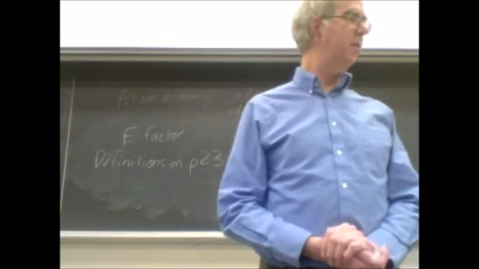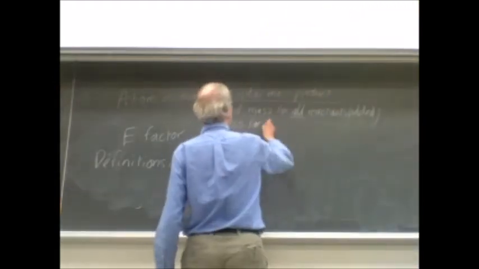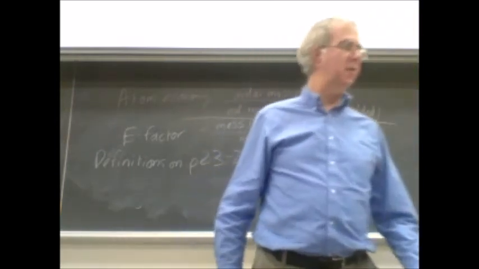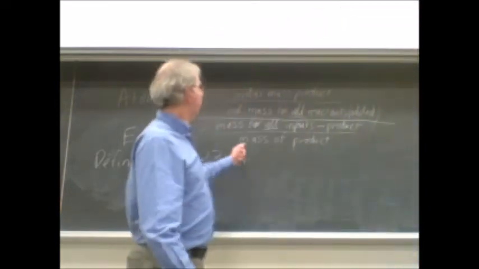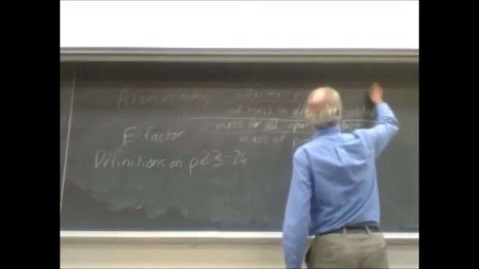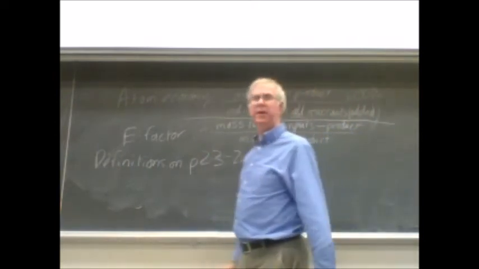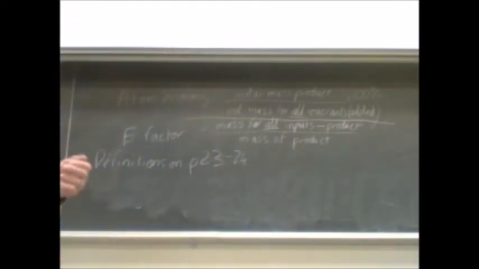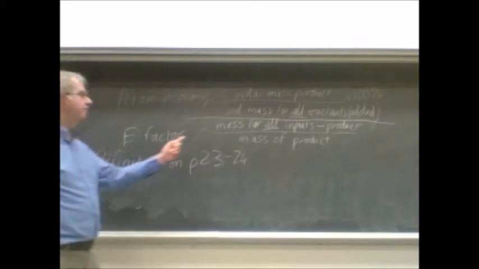So for E factor, now this one, and I should have said, atom economy is times 100%. Atom economy is usually done as a percentage, whereas E factor is not. E factor is always going to be 1 or greater, whereas atom economy is always going to be less than 100%, or it could be equal to 100%.